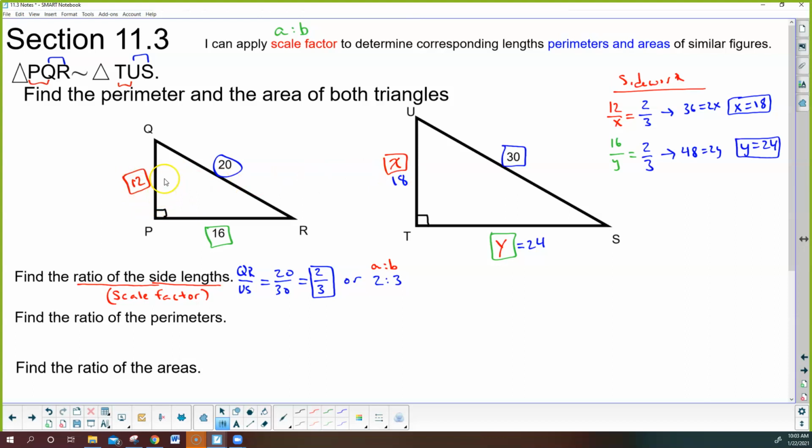Well, now I can find the perimeter of each shape. Right? Just add them up. I'm going to do that inside here and just say, okay, well, what is the perimeter? 12 plus 16, that's 28. 28 plus 20 is 48. And that would just be regular units. We didn't have any units here, so I'm going to call that just units. And then if we do the same thing over here, 18 plus 24, that's 42. 42 plus 30 is 72.